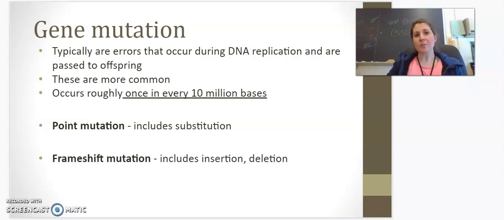Gene mutation errors, or gene level errors, are going to occur more commonly, and they typically occur during DNA replication. You're going to pass these along to the offspring potentially if this occurs during general development of the organism.